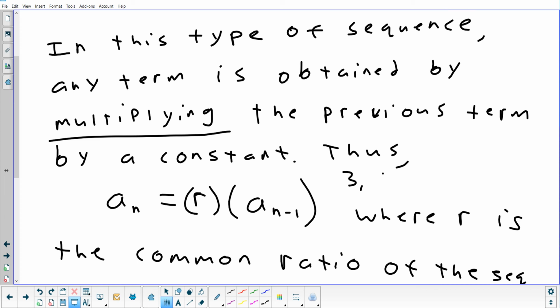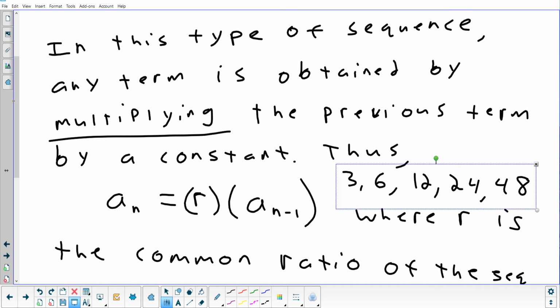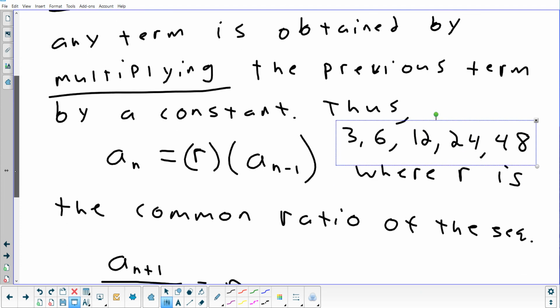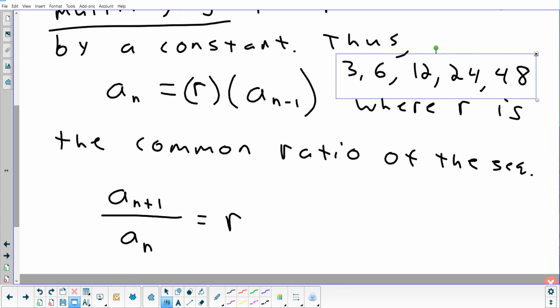Let's take this sequence. If this sequence is geometric, then you should be able to take a term, divide by the one before it, and always get the same answer. What's 48 divided by 24? 2. 24 divided by 12? 2. And 12 divided by 6? 2. If you take a term and divide by the one before it, you will always get 2. That means it's geometric. And r, in that particular case, is 2.